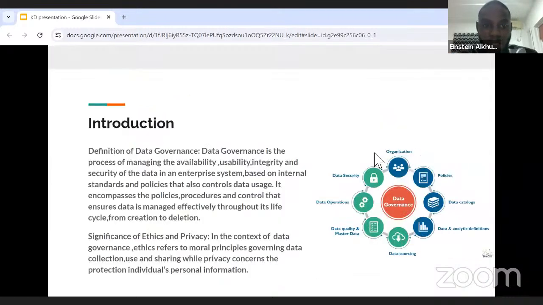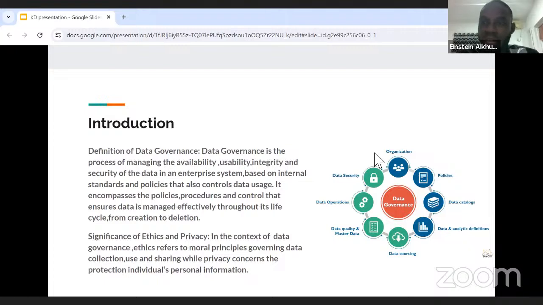So what is data governance? Data governance is the process of managing the availability, usability, integrity, and security of the data in an enterprise system based on internal standards and policies that also control data usage. It encompasses the policies, procedures, and controls that ensure data is managed effectively throughout its life cycle, from creation to deletion.